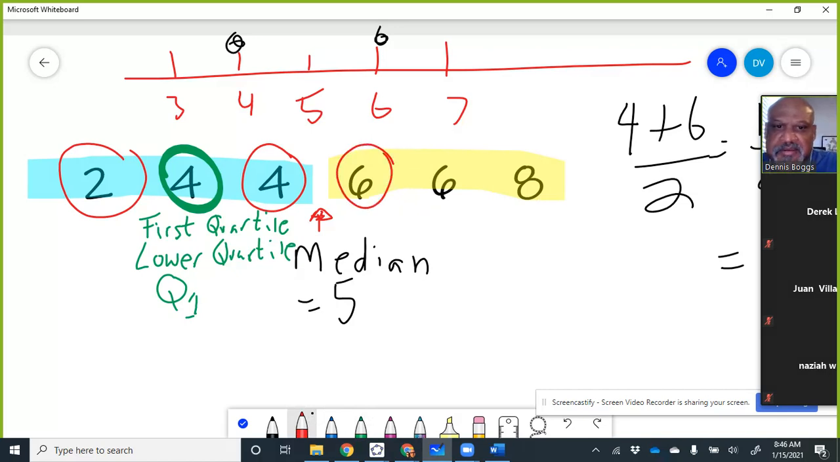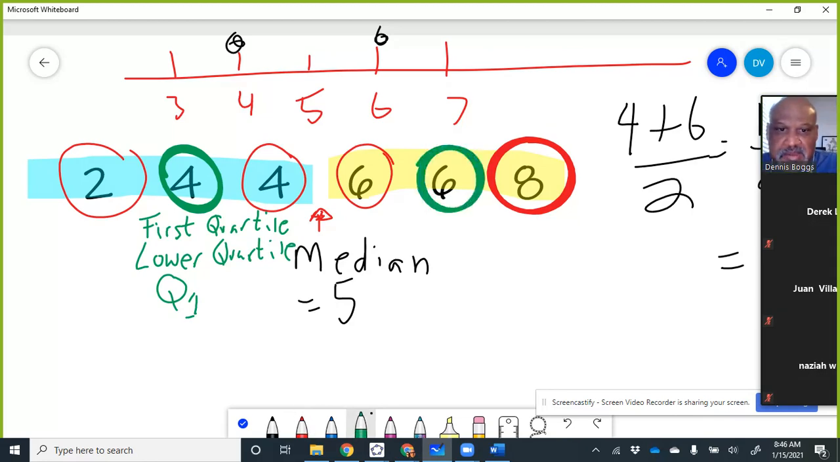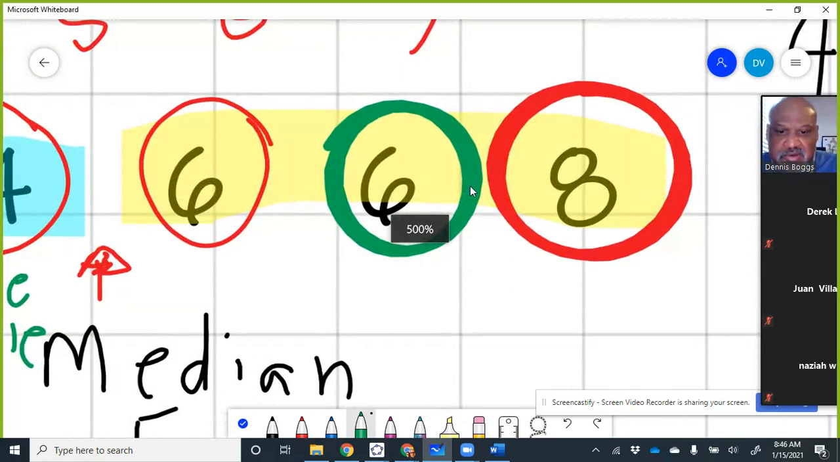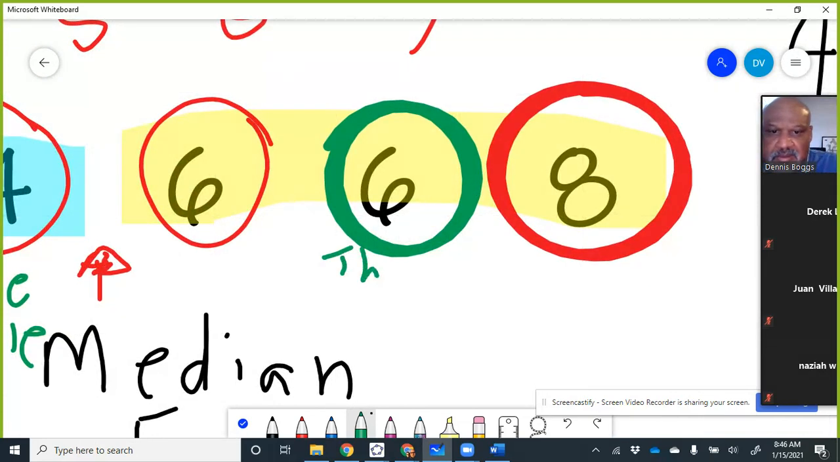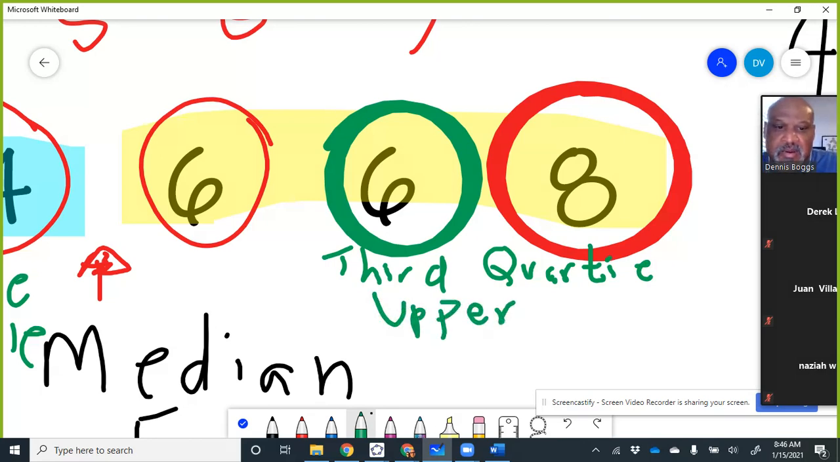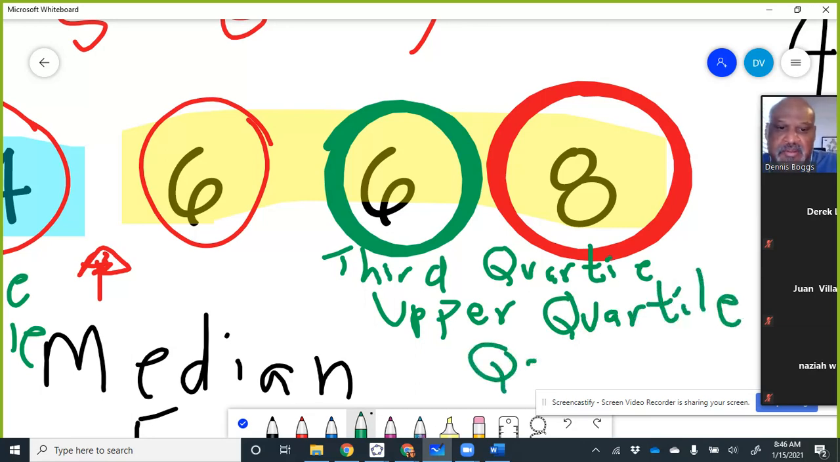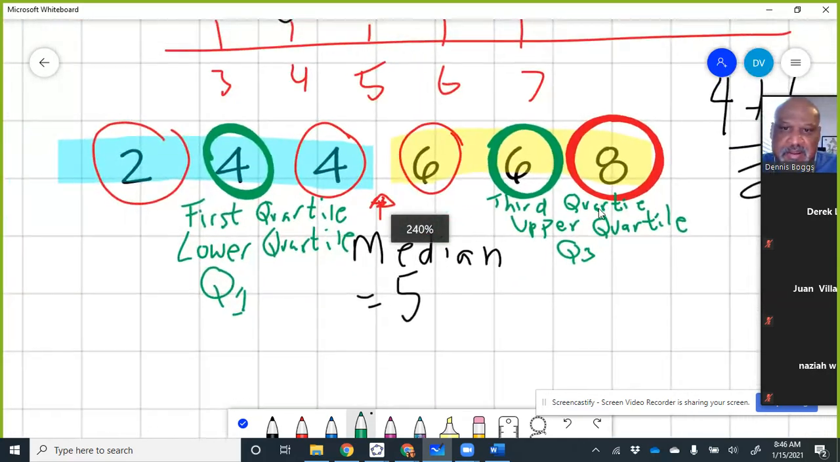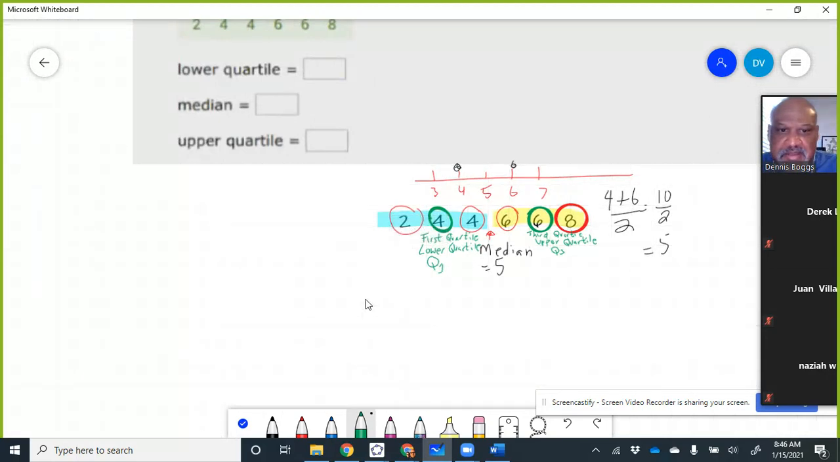Okay. Now we're going to do the same thing with the yellow numbers. We've got a small yellow number and a big yellow number. What's in the middle of the yellow numbers? 6. That's not called the first quartile. Guess what it's called? The third quartile. Also called the upper quartile. Upper quartile, did I spell that right? Yeah, I think I did. Or Q sub 3. So we have a 3-part answer in this problem. The median, it was 5, wasn't it? The lower quartile is 4 and the upper or third quartile is 6. All right, did that make sense, you think?